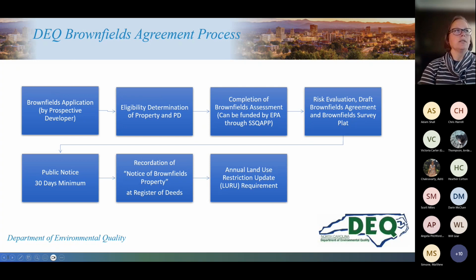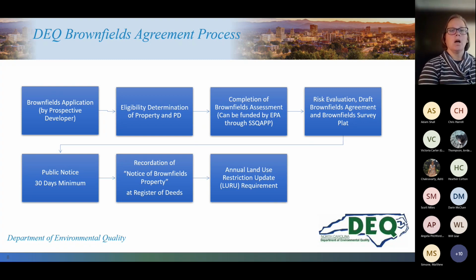This is a little bit of what our process looks like. We get an application, and then there's an eligibility determination of both the property and the prospective developer. This is where the prospective developer really has to prove that they're not a responsible party. Either they haven't purchased the property yet, or they purchased it 6 months ago and did a Phase 1 prior to that. There are a lot of things that go into this, and we certainly try to make sure that there are no LLCs that involve the previous property owner or responsible party. So we really do a detailed review of both the property and prospective developer.